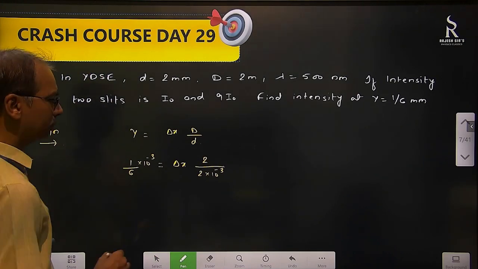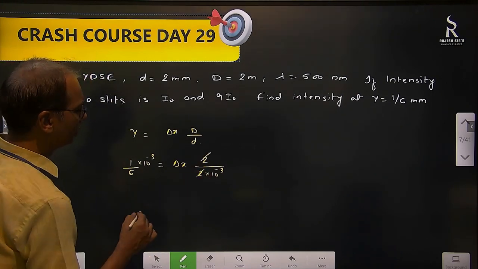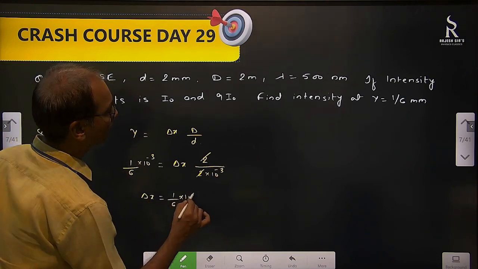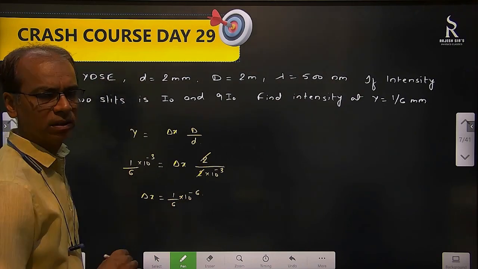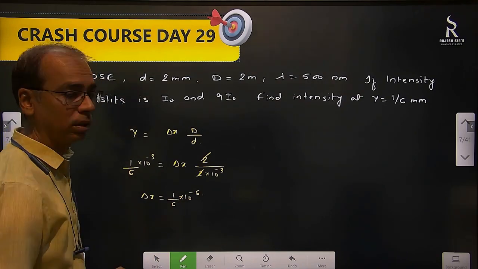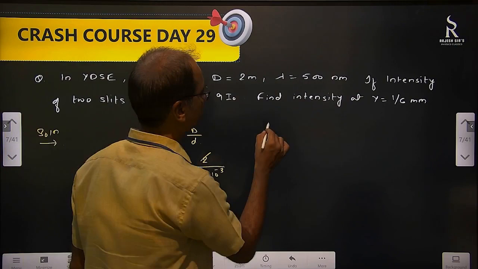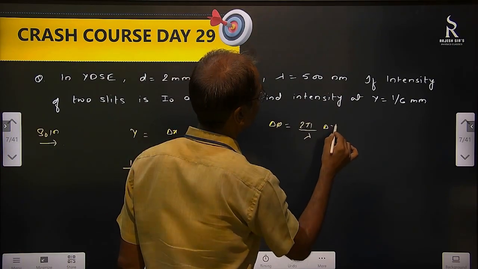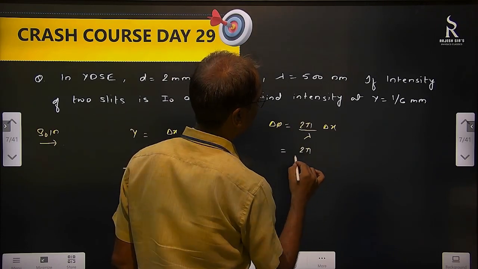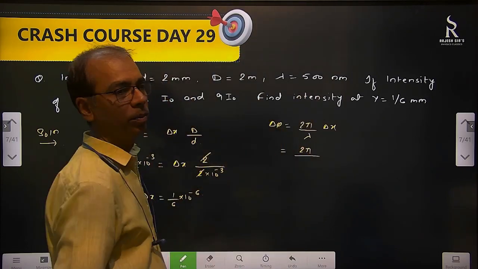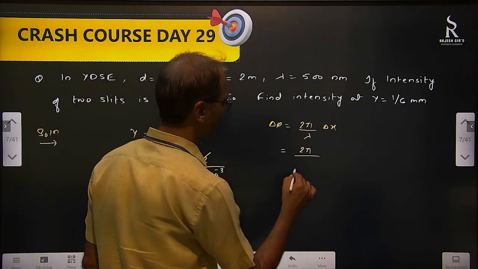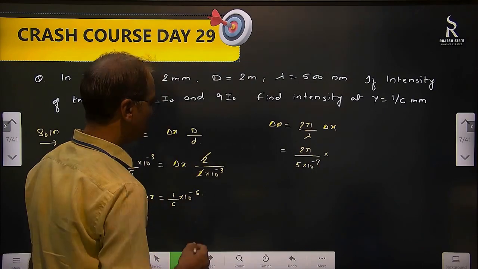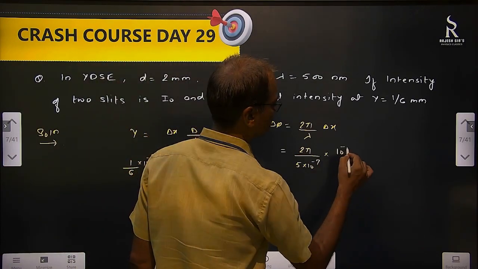Okay, and this 2 and 2 get cancelled here. So delta x comes to 1/6 × 10^-6. This is delta x. Now you calculate delta phi. Delta phi is 2π/λ times delta x. So 2π, and this is 500 nanometer, that means 5 × 10^-7 meter, into delta x. How much is this? 10^-6/6.